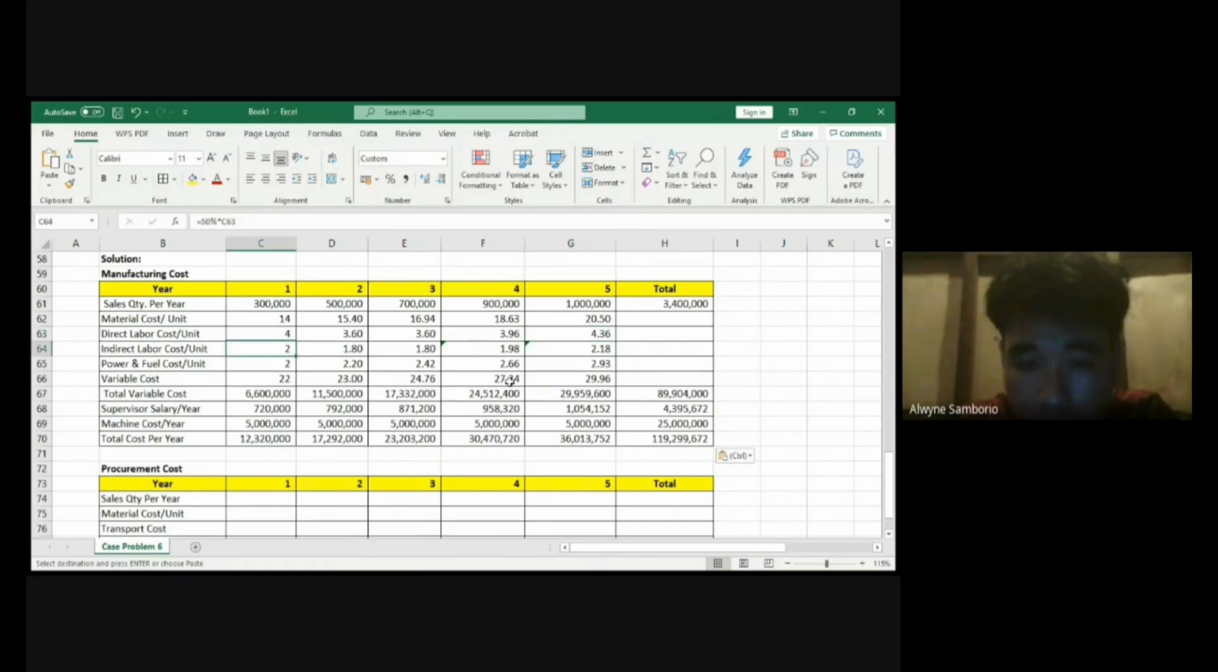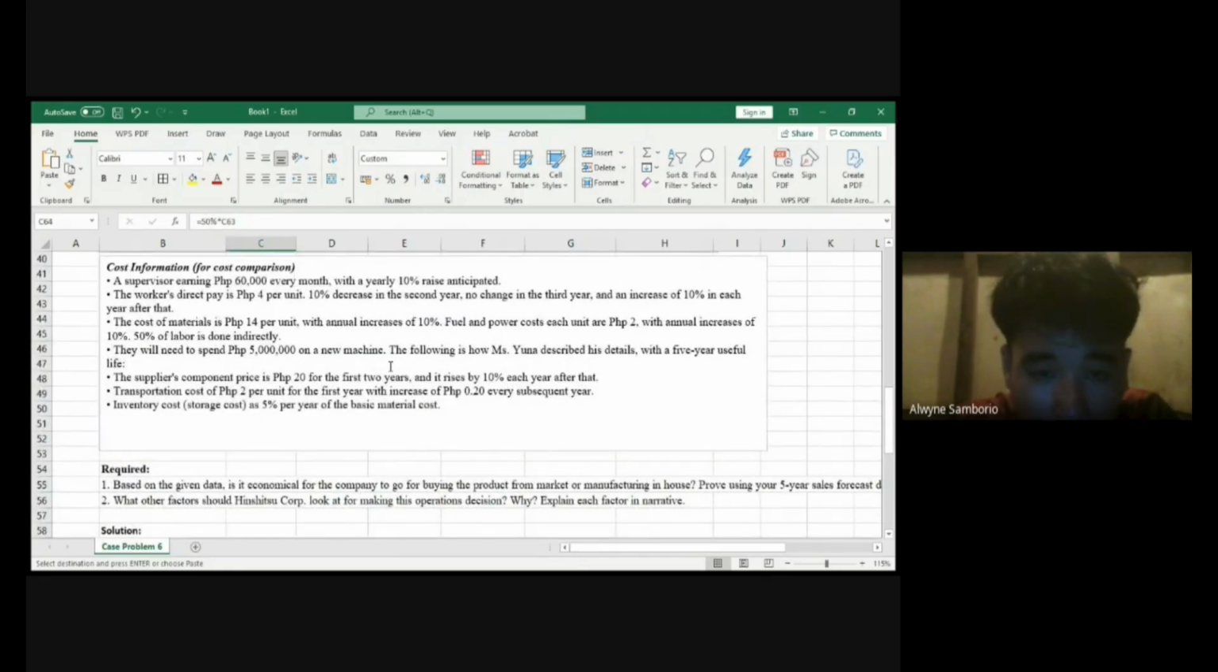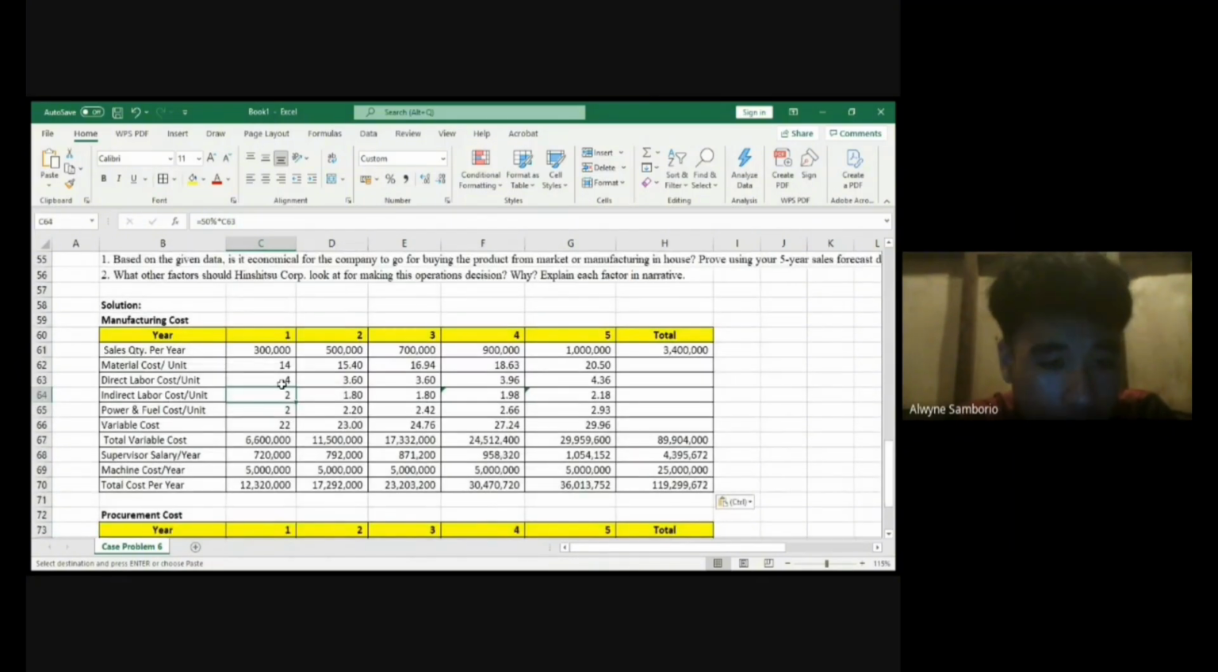For the indirect labor cost, it is stated that 50% of the labor is done indirectly. So 50% of the direct labor cost: for 4, 50% became 2. And 50% of 3.60 is 1.80, and 50% of 3.60 is 1.80 also. Then 50% of 3.96 is 1.98. 50% of 4.36 is 2.18.